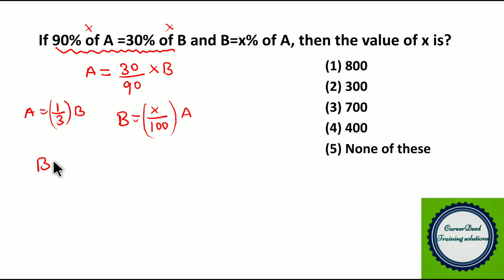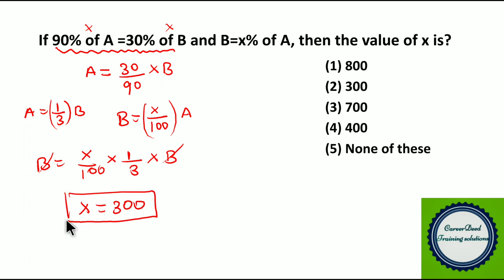So B equivalent to x by 100 into 1/3 of B. So B gets cancelled. Now you can write it as x equal to 300. Now what exactly you need is the value of x only. So the value of x is equivalent to 300. So the answer for this question is option 2.